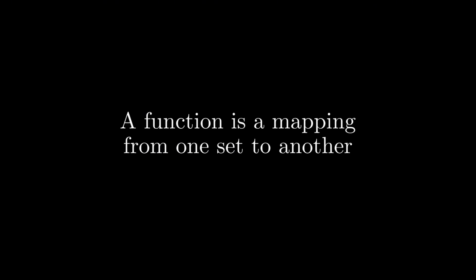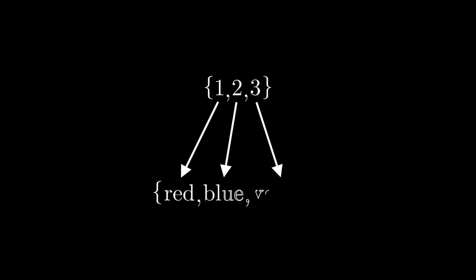Typically, the way functions are described in high school is something that takes an input and returns an output. This is a pretty good understanding of what a function is, but most people don't realize that sets are actually involved here. A function is actually a mapping from one set to another. In other words, it takes elements in one set and associates them with elements in another set. So in this example, this particular function maps 1 to red, 2 to blue, and 3 to yellow.